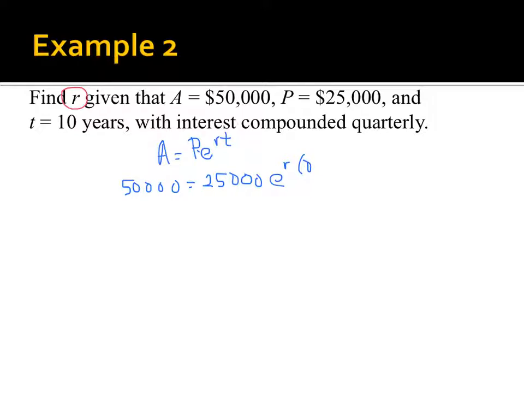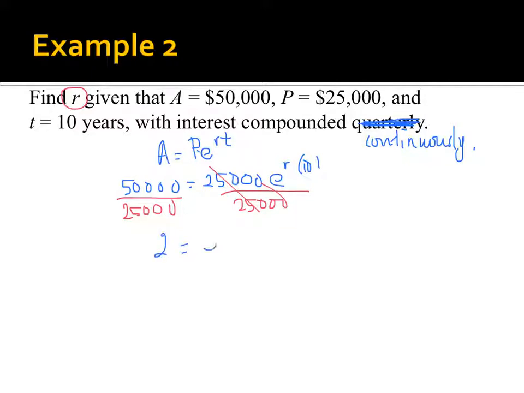And again, there's a mistake on the slide. Instead of quarterly, it should say continuously. So sorry about that. All the slides will have that mistake, by the way. And then, of course, we divide by 25,000. So we'll get 2 equals e to the r10, or 10r, I think looks nicer. And again, same idea.